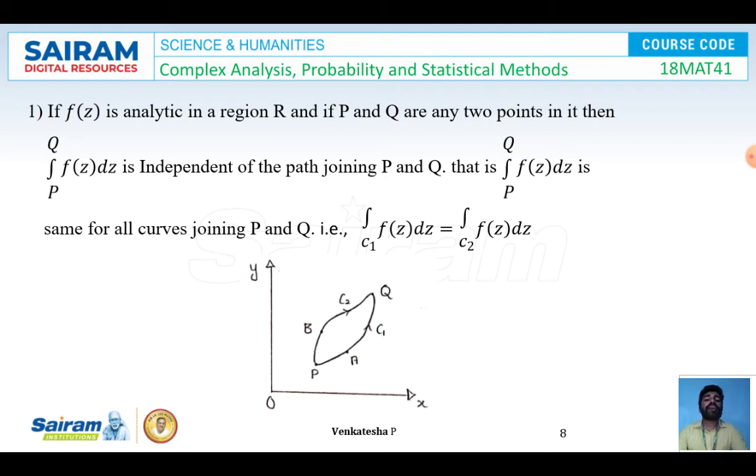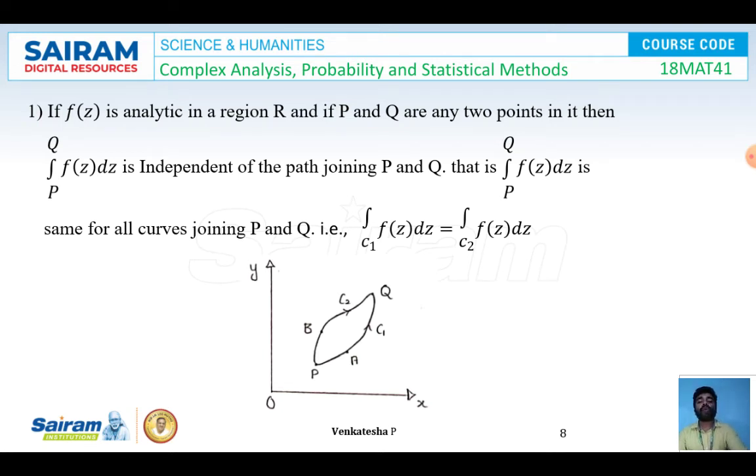That is, the integral between P and Q of f of z dz is the same for all curves joining P and Q. So the integral over the curve C1 of f of z dz will be equal to the integral over the curve C2 of f of z dz. This can be explained in the figure also.